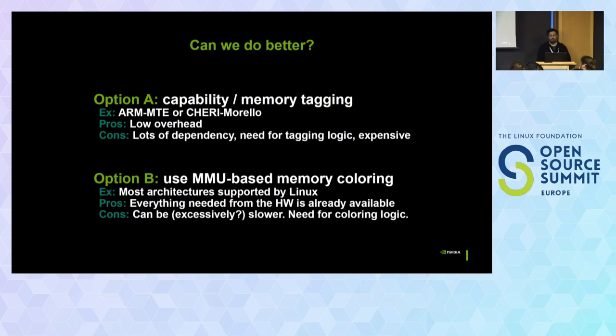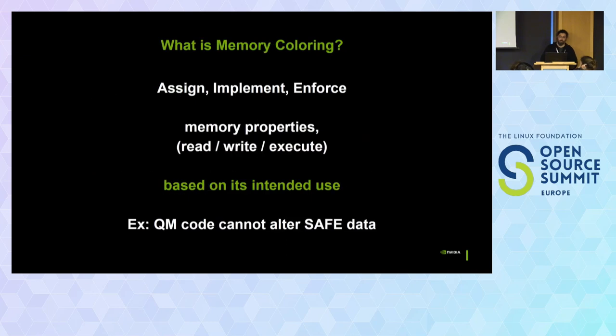Option B is to use the MMU. The MMU is present basically in every Linux system, and it's already there. It might be slower, but for this exercise, I'm not putting speed as a paramount parameter. I'd rather evaluate later on what are the effects. It also requires some coloring, and guess what? It's more or less the same, I think. So in this case, what I'm referring to when I say coloring is a way to classify memory allocations based on their intended content. And the idea is that, for example, I can apply different properties so that, for example, QM code cannot go and alter or compromise safe data.